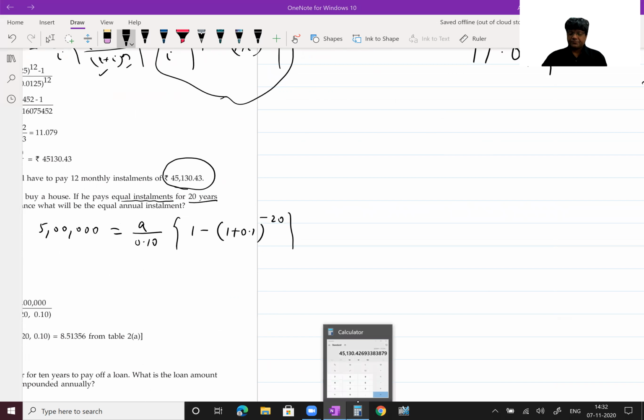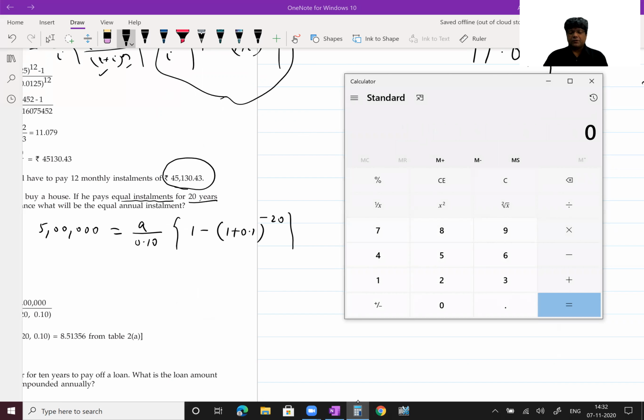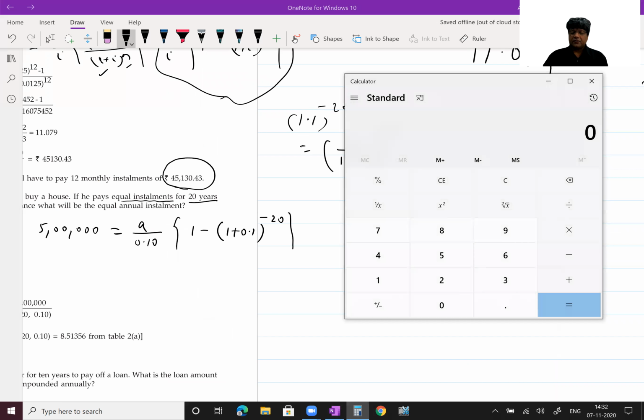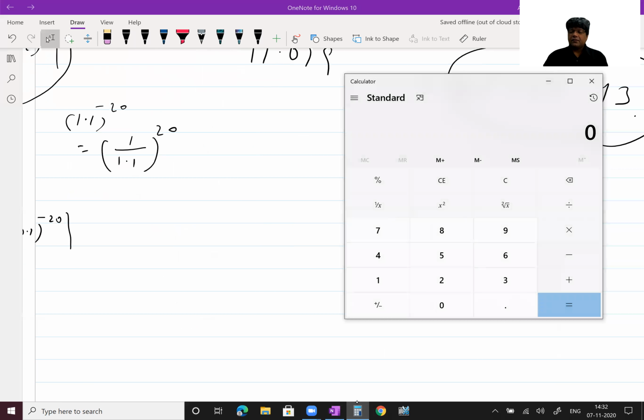It's so simple, guys. See, 1.1 to the power minus 20 means 1 by 1.1 whole to the power 20. See how I am using the calculator. 1 divided by 1.1 equal to, this value we got in the bracket. Now its power I have to raise to 20. A shortcut, guys: into equal to means square. 3, 4, 5. We have reached up to 5. Now into equal to, it became 10. Now into equal to, it became 20. We got its value.